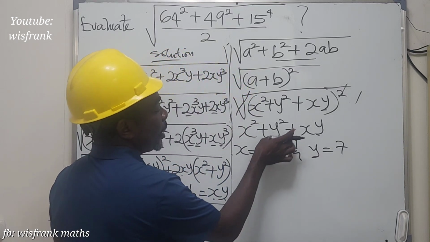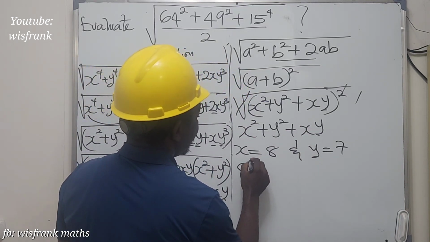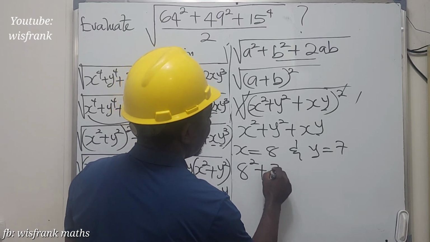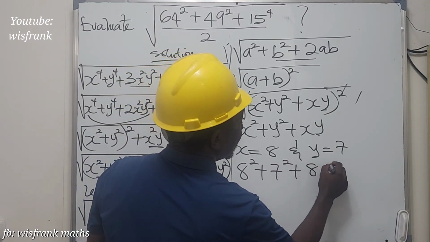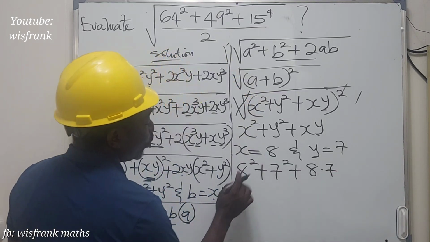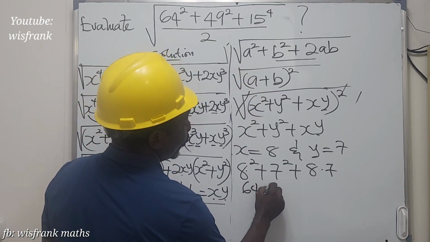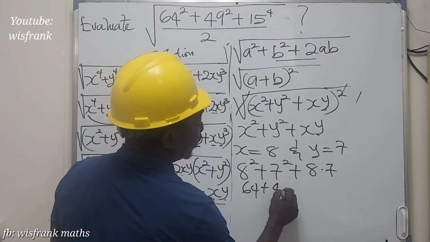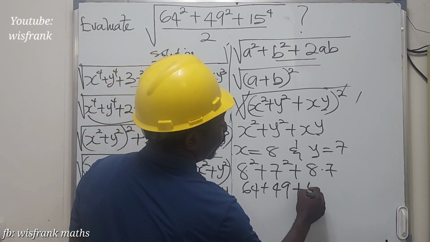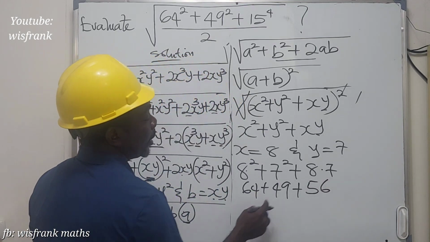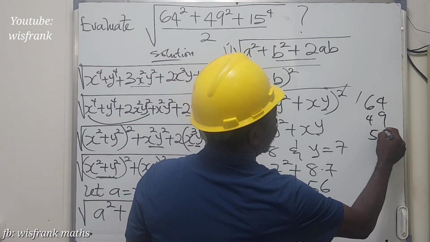So substituting this in the place of this equation, we have here 8 to the power of 2 plus 7 to the power of 2 plus 8 times 7. So here this will become 8 to the power of 2 is 64. So we have 7 to the power of 2 is 49. So we have here 8 times 7 will give us 56. So in this case, we can add 64, 49, 56.